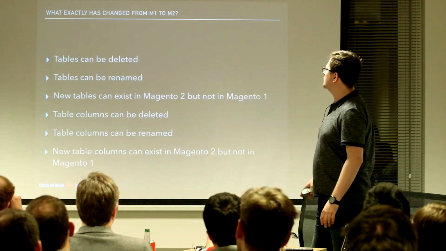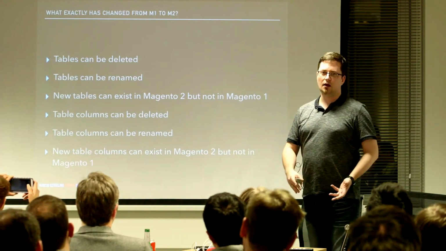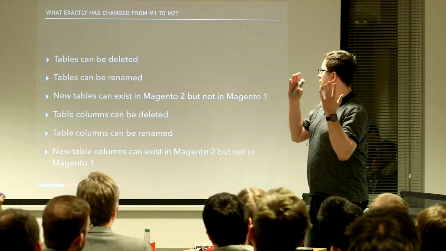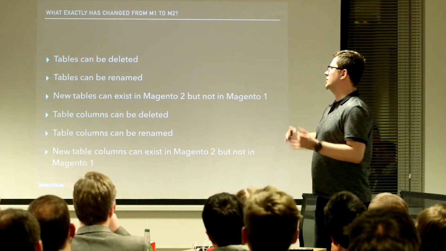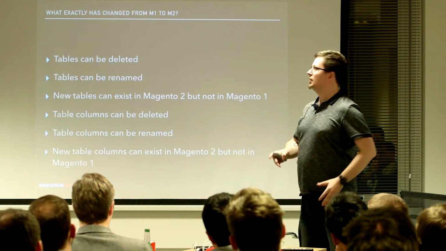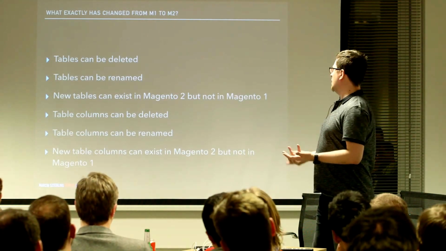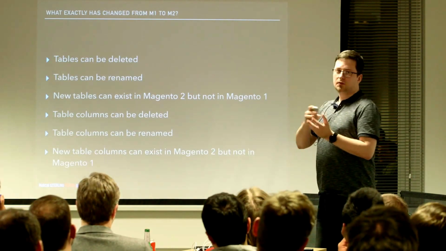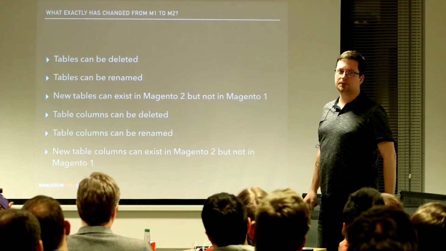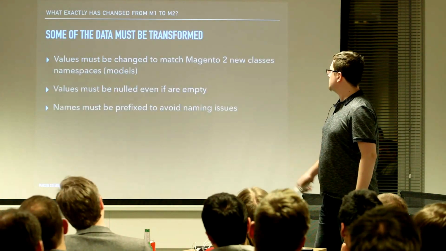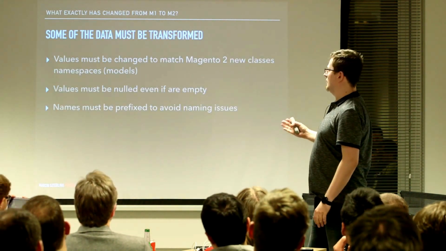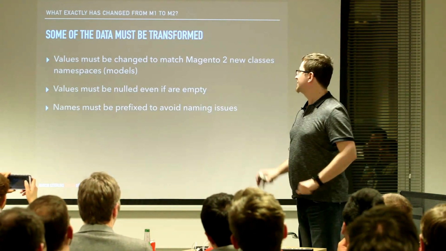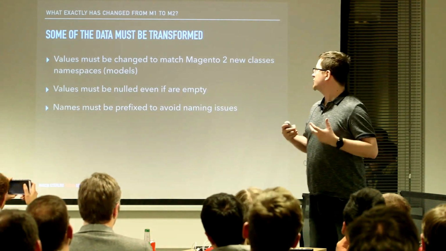So what exactly has changed from Magento 1 to Magento 2? Quite a lot. There are plenty of new tables, and tables which were in Magento 1 will never exist in Magento 2 anymore. Tables were renamed, and columns were deleted, renamed. So basically, quite a lot of changes happened between those two systems. Also, that was only about the structure of the data, so tables and the columns within the tables. The actual data has changed as well.